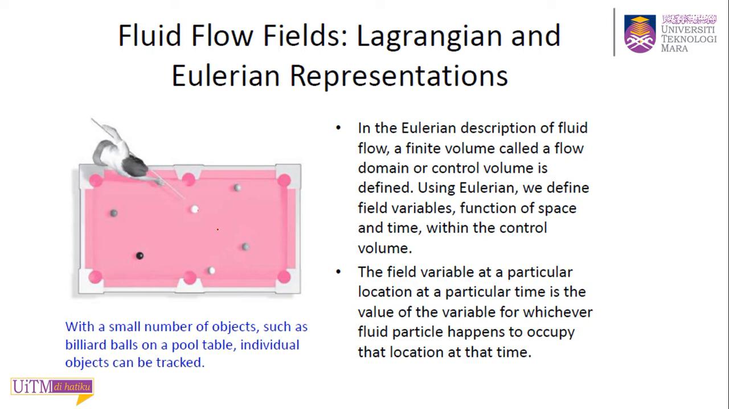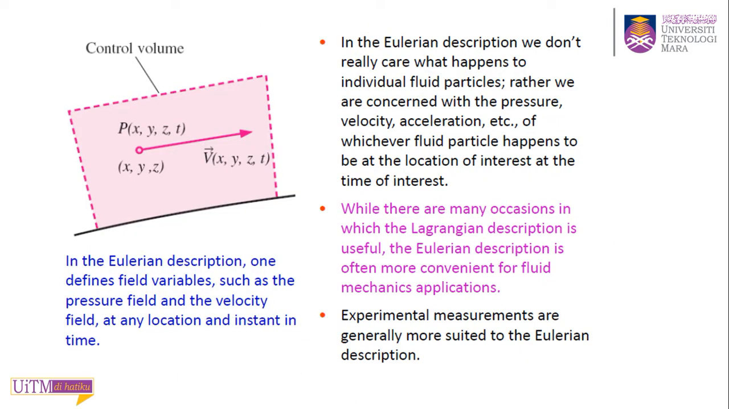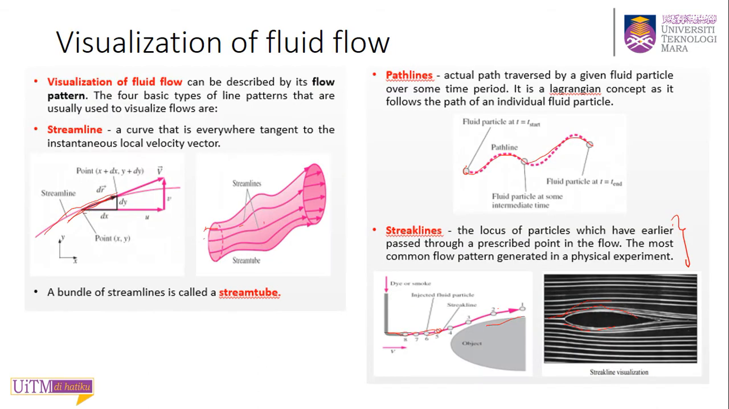But for Eulerian, normally you will define a control volume. In this case you define a control volume and you measure the velocity, the fluid velocity or whatever, just in this defined control volume. So it's much easier. So that's the difference between Lagrangian and Eulerian. If you have any question, just ask me, just interrupt me, I will stop.